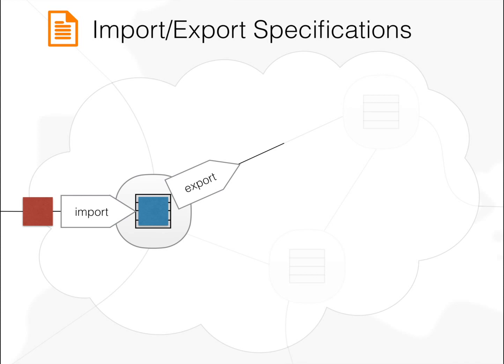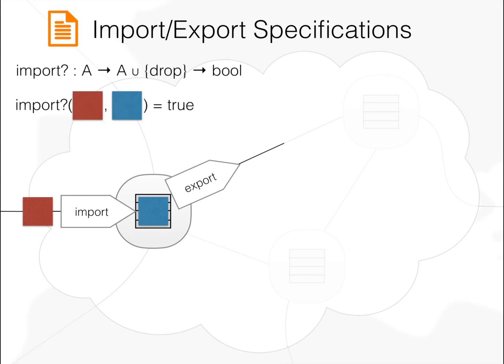The first part of our specification language are import specifications, indicated here by import question mark. And these import specifications take as input an input-output pair from our import filter, and then either return true if this is a valid input-output pair, or false if it's an invalid one. So for example, for this import filter here to be valid, it must be true that import question mark returns true for red and blue.